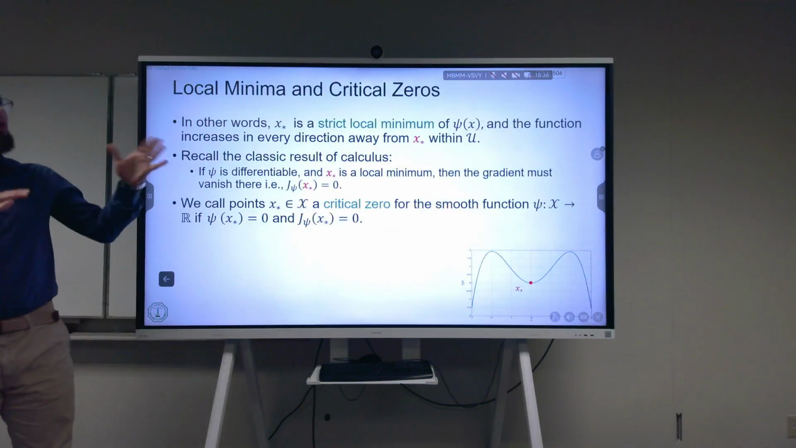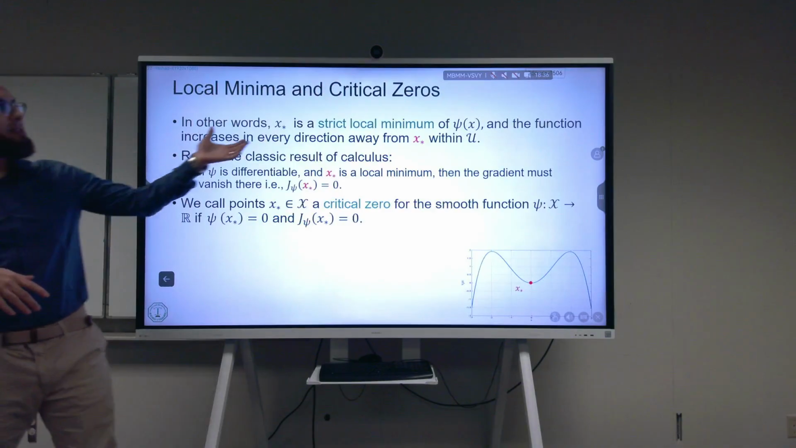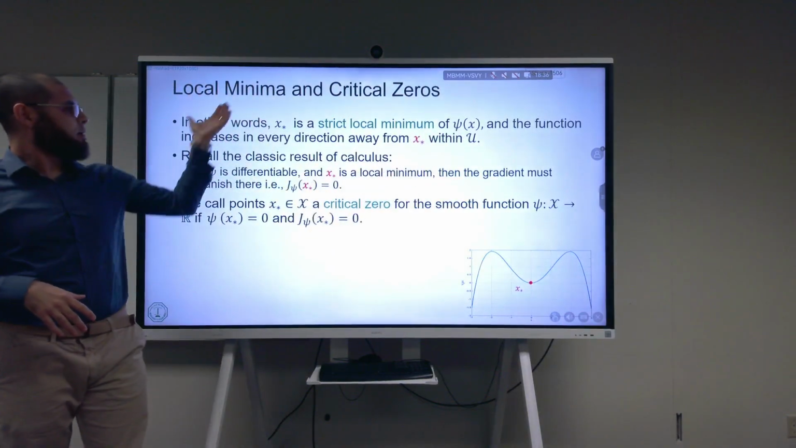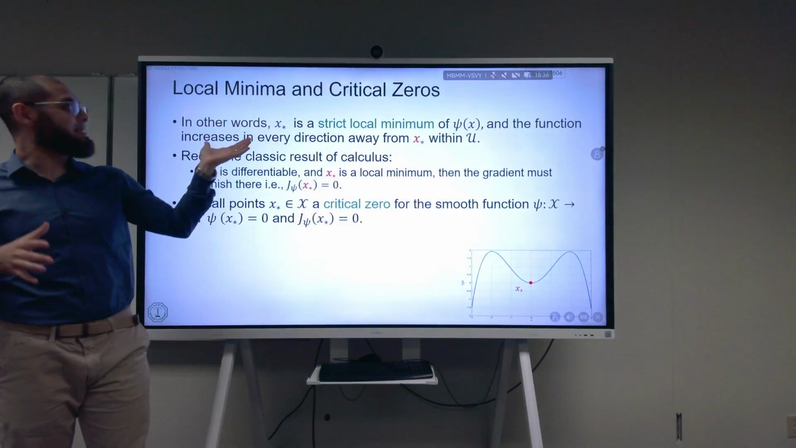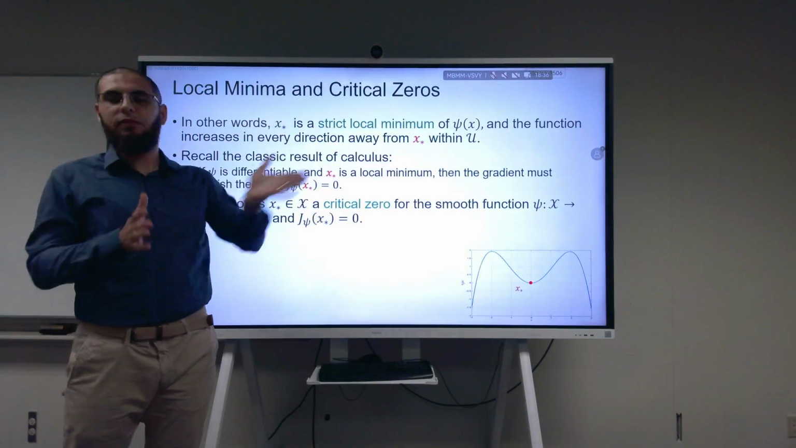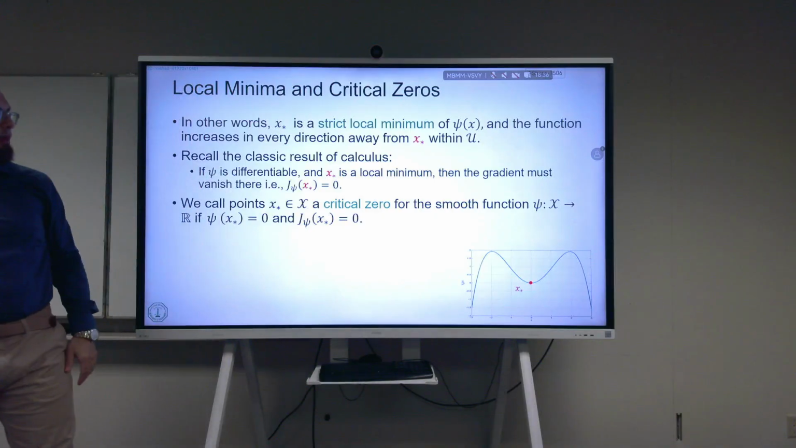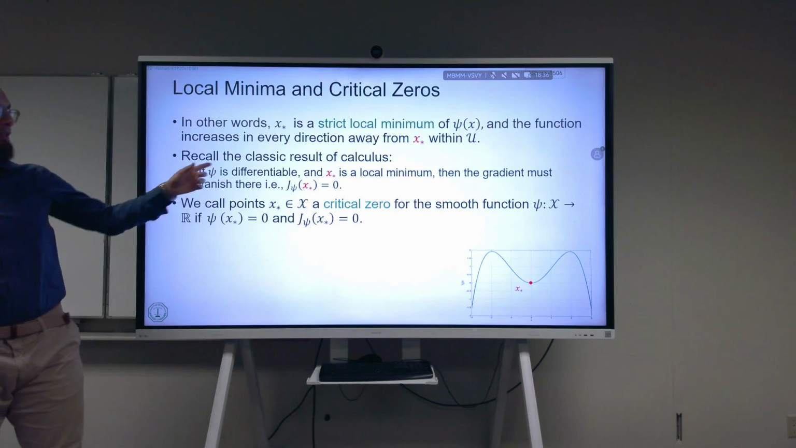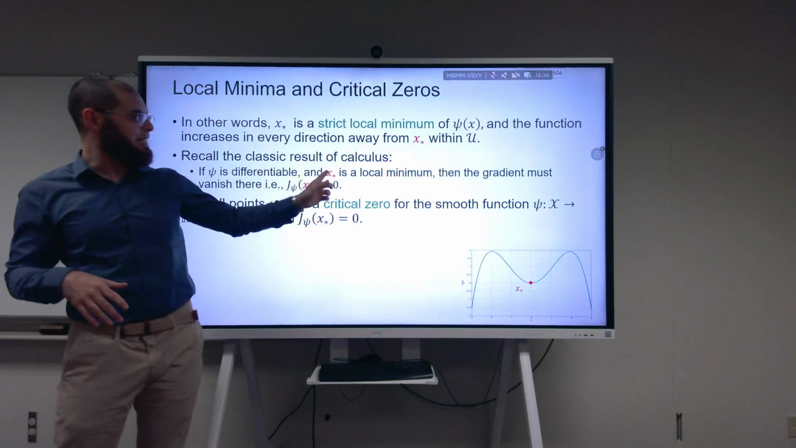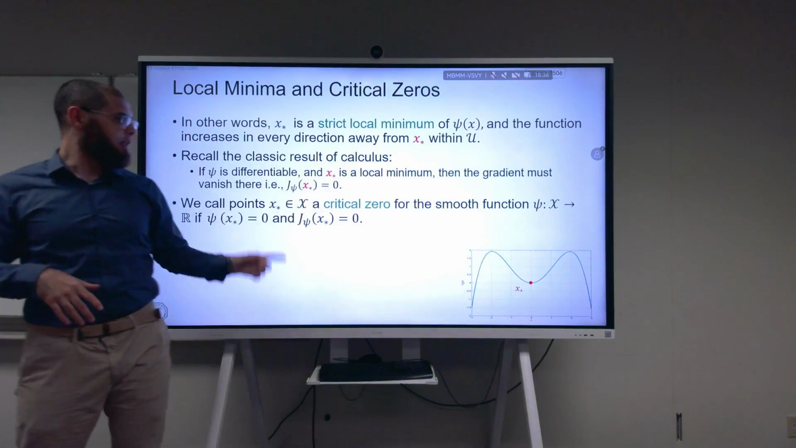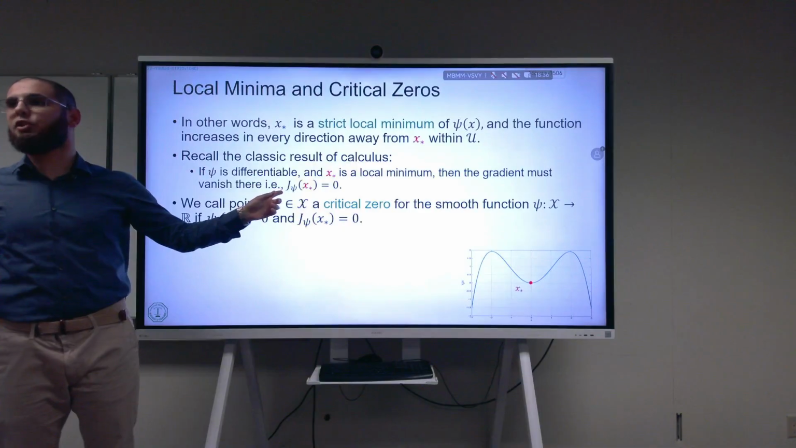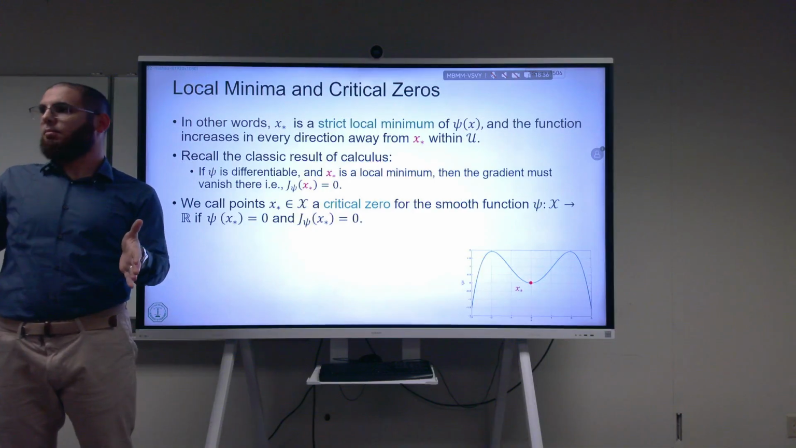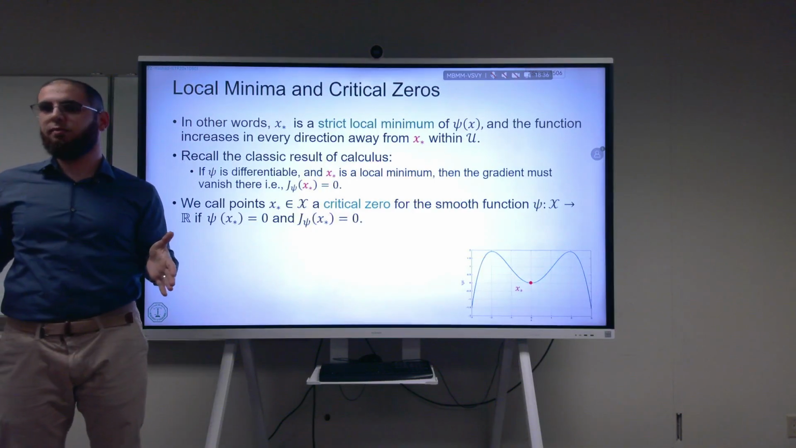So what are local minima and critical zeros? A strict local minimum of this function is simply the kind we're talking about: the ones where you increase in all directions moving away from it. And you remember this classical result from calculus: if you have a differentiable function and x star is a local minimum, then evaluating the Jacobian of the function at x star, you should get 0. You remember when you had to calculate the gradient, which should be equal to 0 at the minimum and maximum points, all of these extrema. That's the same stuff.